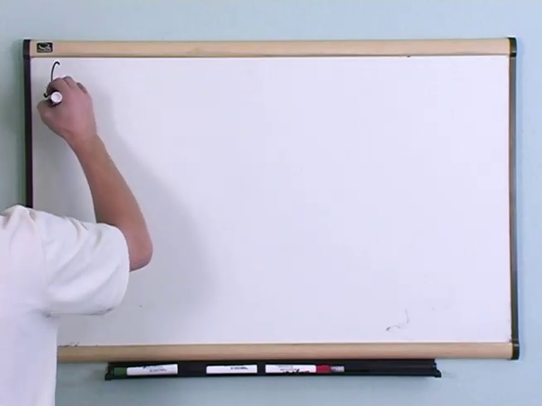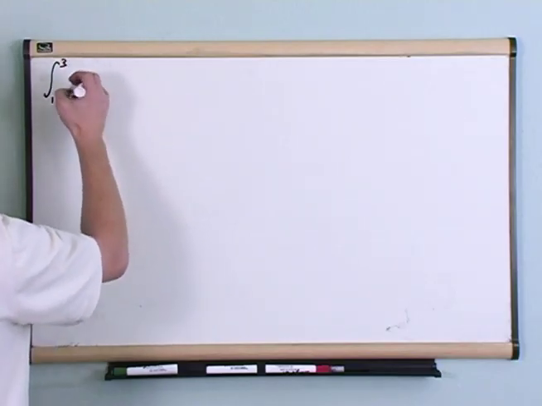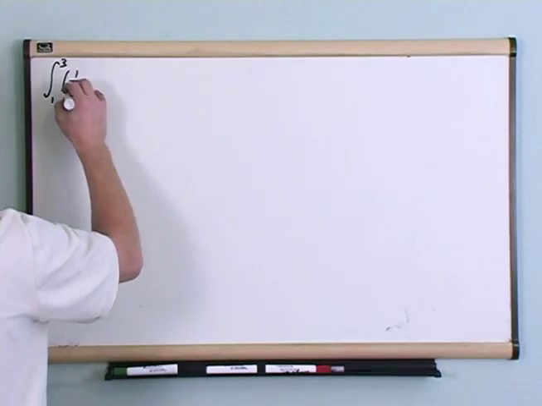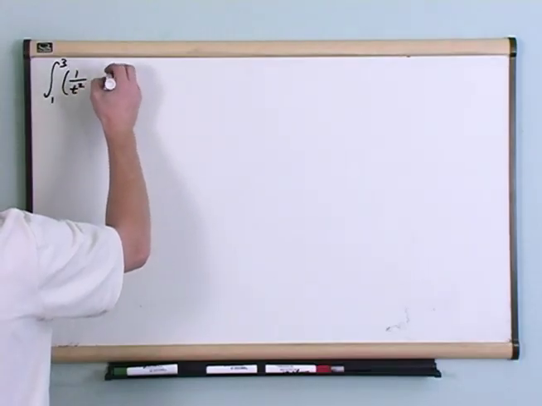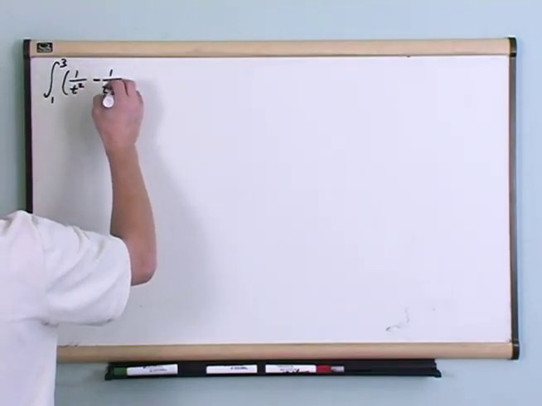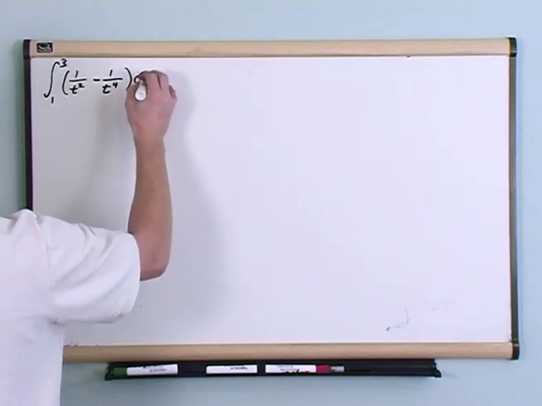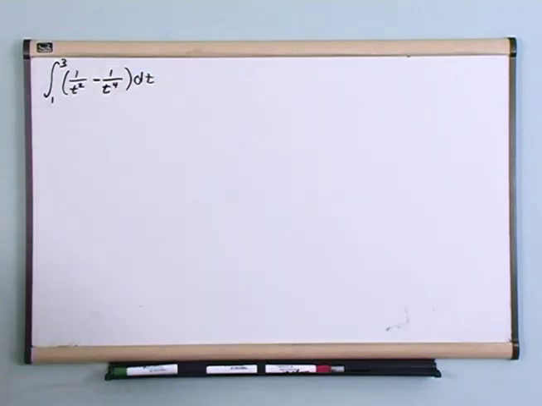So here you have the integral from 1 to 3 of 1 over t squared minus 1 over t to the 4th power dt. Now the fact that it's t and dt doesn't really matter in the end. It's all going to be the same. Treat it the same way that we've been treating it.